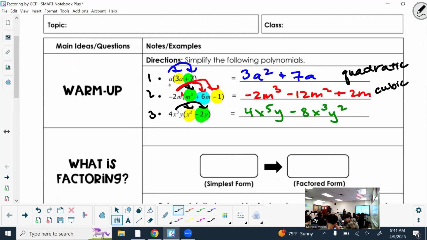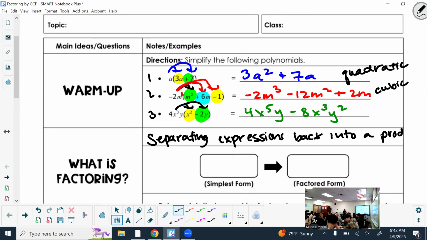So what is factoring? That's going to be separating expressions back into its factors. I'm going to put back into a product, back into a multiplication problem, where you can see what we multiplied by.